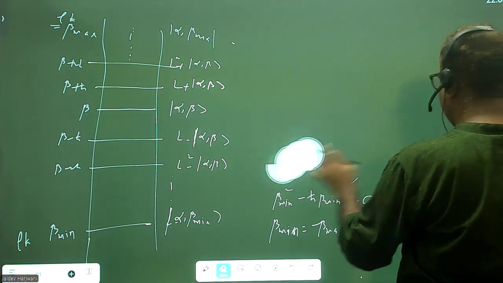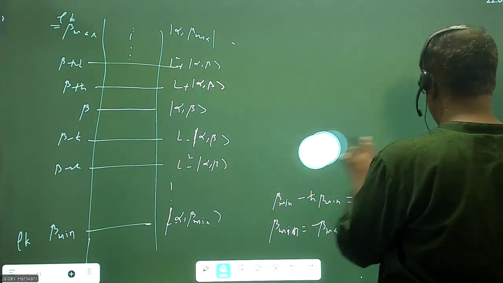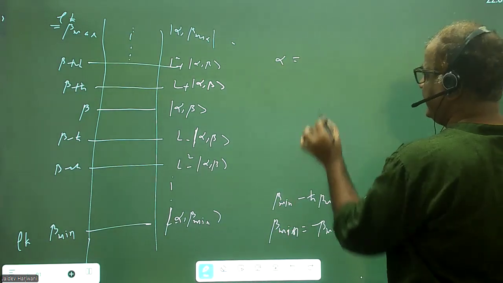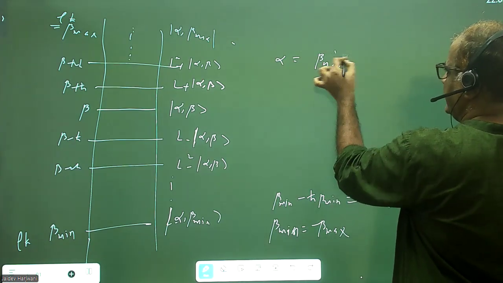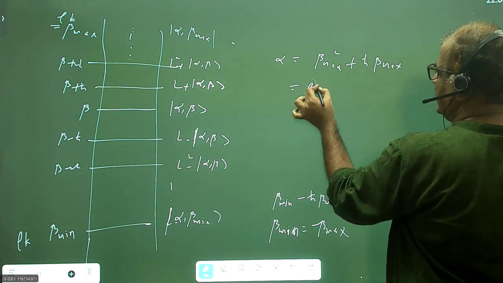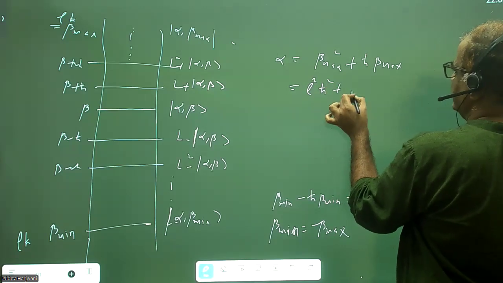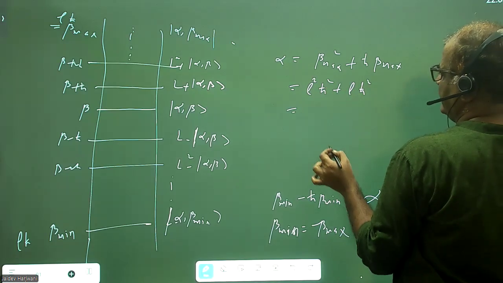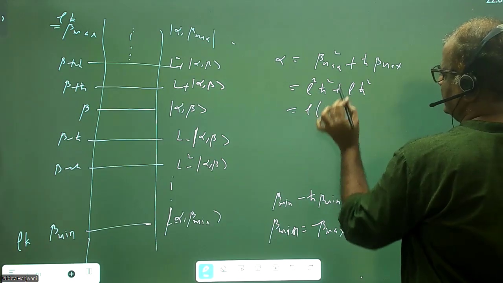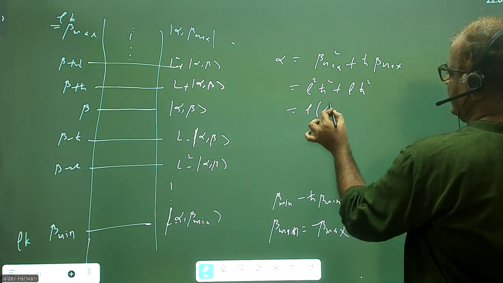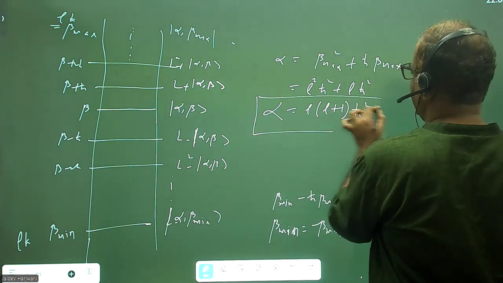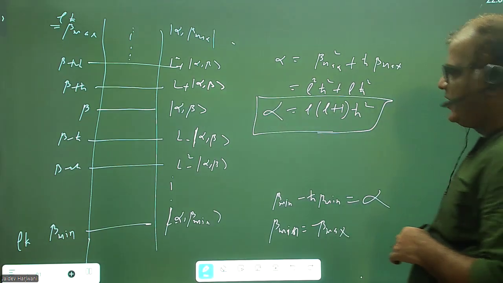So now my alpha will become what? My alpha will become beta max square plus h cut beta max. Now this becomes L square h cut square plus L h cut square. If I take L h cut square common, this becomes L times L plus 1, and h cut square common. So this is the value of the eigenvalue of the L square operator.